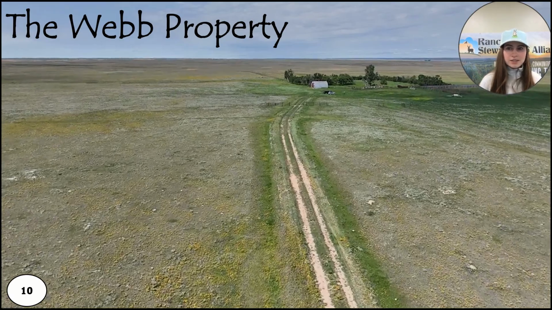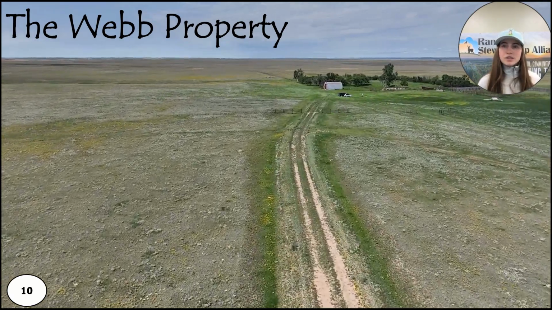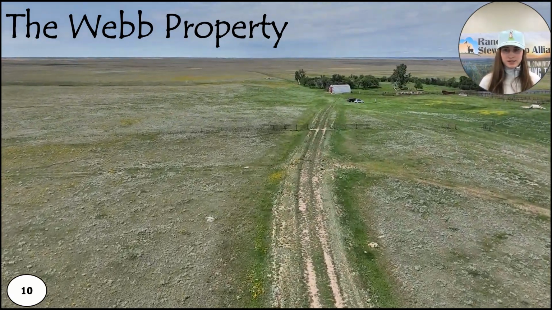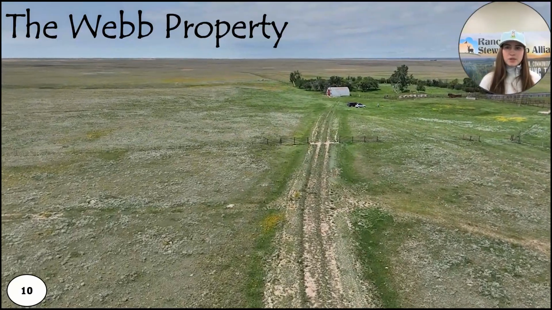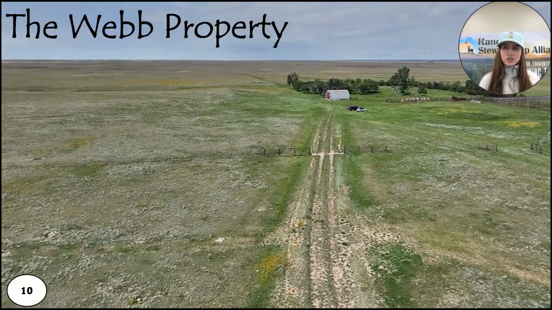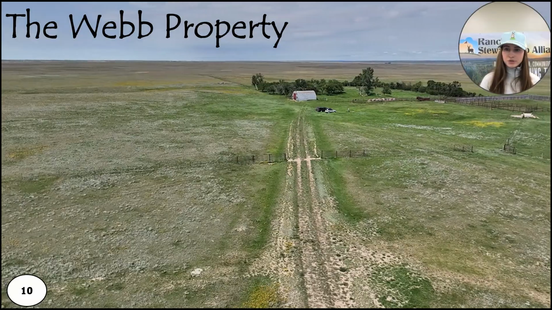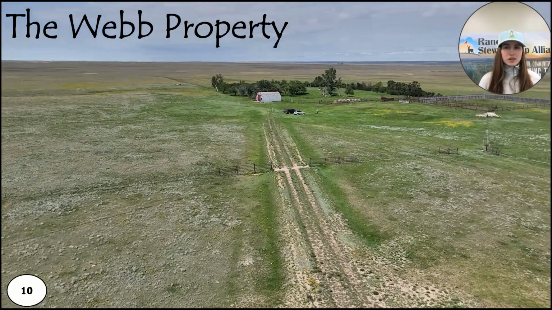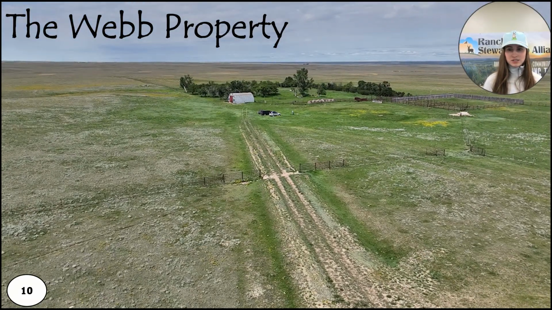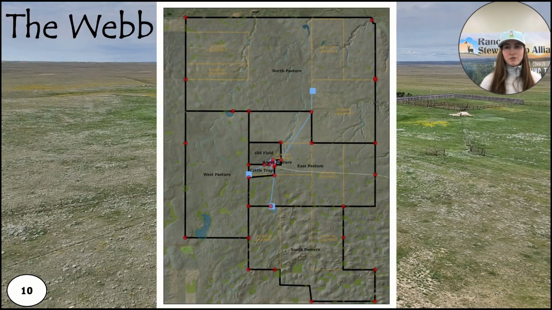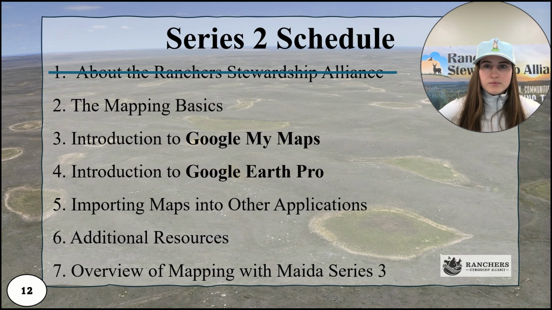For this series on DIY ranch mapping, I'll be using a ranch called the Webb property for my examples. The Webb Ranch is a property that RSA will be utilizing for a shared access, grazing, and mentorship opportunity, hopefully starting in 2027. And this really is a great example for DIY ranch mapping. And you'll notice that this property is up on the US and Canadian border, just north of Malta, Montana.